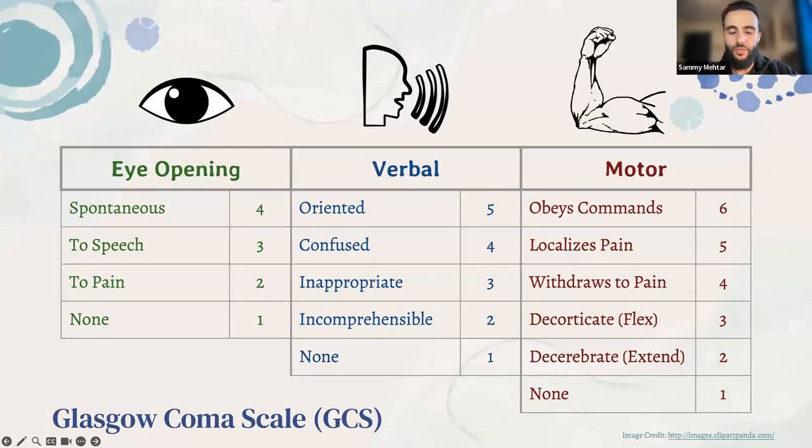Do they just cry to pain, but they're otherwise more somnolent and not responding how you'd expect the baby to respond? That would be a 3. Do they just moan without being able to cry? That would be a 2. And no response would be a 1 for infants.